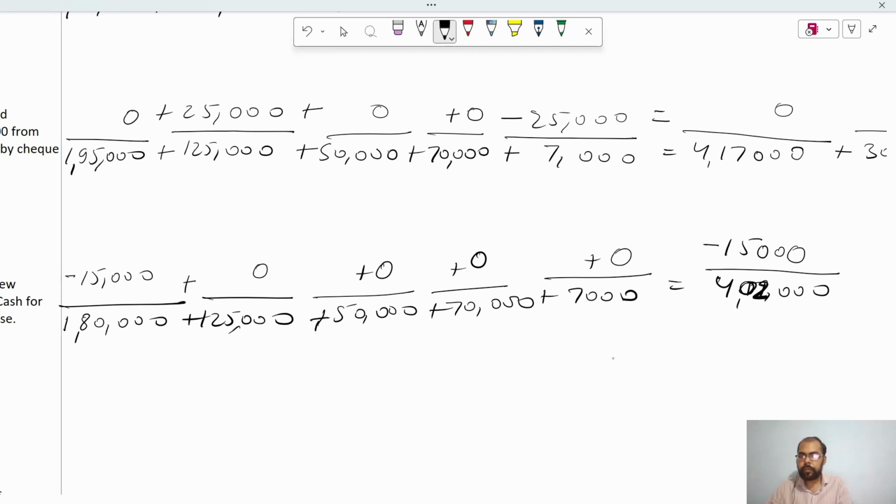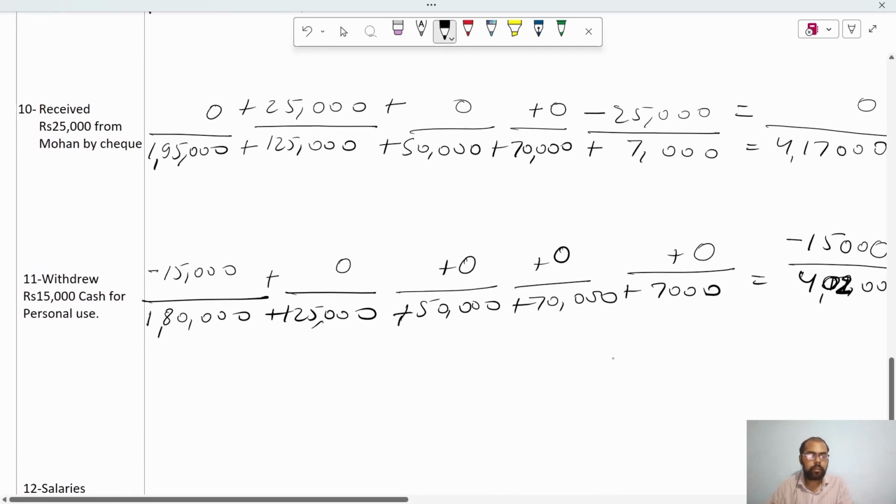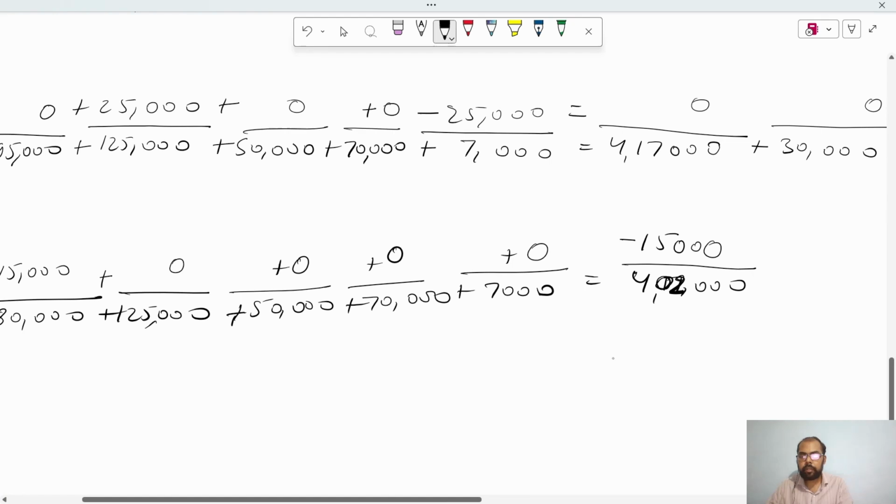Now let me repeat this again. Cash of rupees 15,000 has been withdrawn. So from cash column we have deducted 15,000, and cash drawing is also the opposite of capital. It reduces the capital. Therefore, from capital side 15,000 has been deducted. Now the creditor remains unchanged at 0.